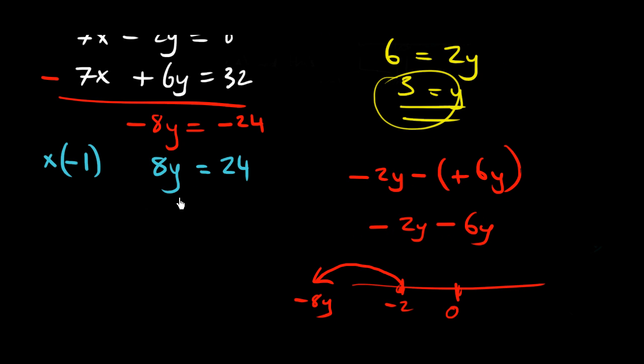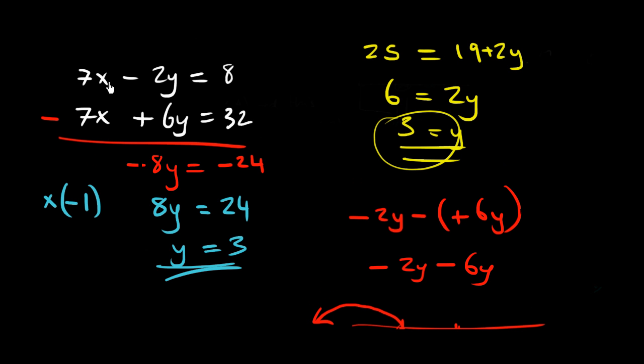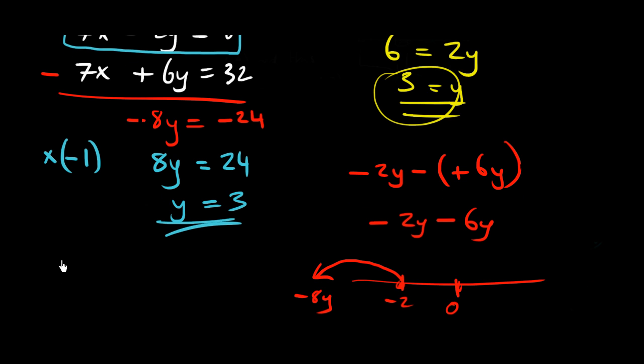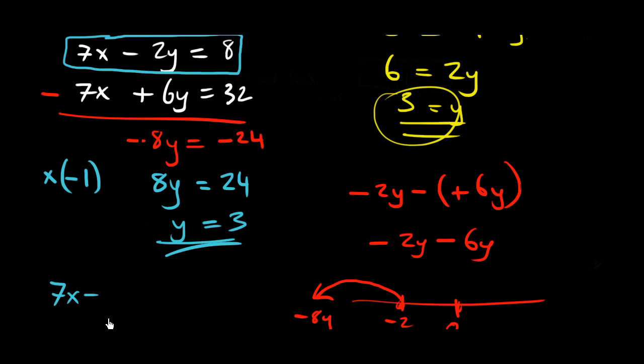So now divide by 8 on both sides and you get your answer for y. We still need the answer for x, so the trick there was to go up here to one of the two equations and use it. So let's use this one. We want to find what x is, so we write 7x minus 2y equals 8, but we know that y is 3, so 2 times 3 is 6, and that's equal to 8.